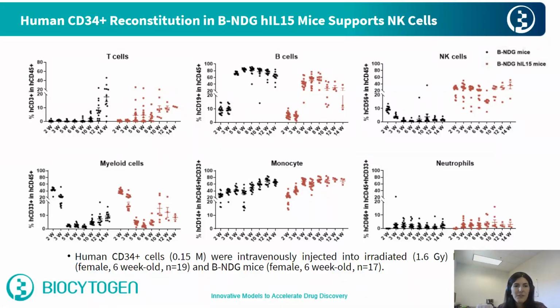As you can see from the reconstitution data in this example, engraftment of CD34 positive cells can also support engraftment of B cells and modest levels of myeloid cells that can persist for months after injection. Thus, there are no deficiencies apparent in the multilineage reconstitution in these humanized IL-15 mice, and they obviously maintain a significant boost in the NK cell reconstitution, as expected, as you can see on the top right.